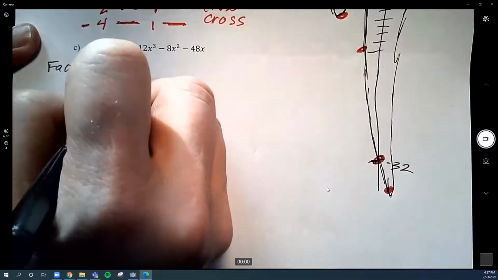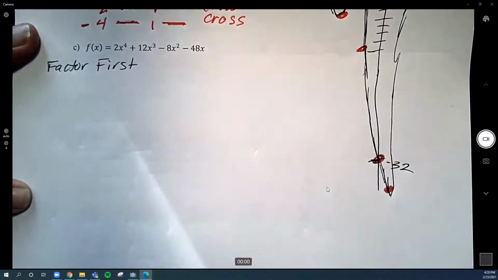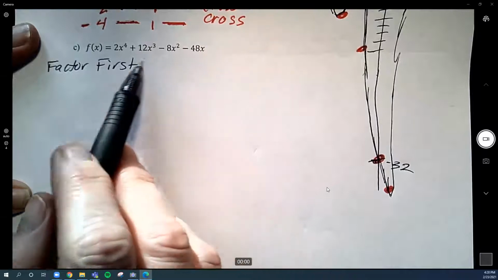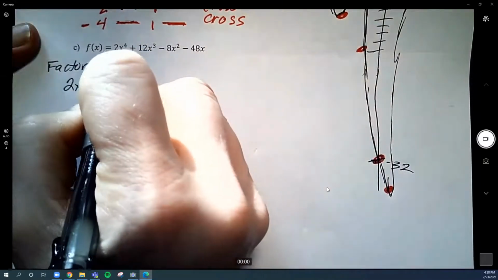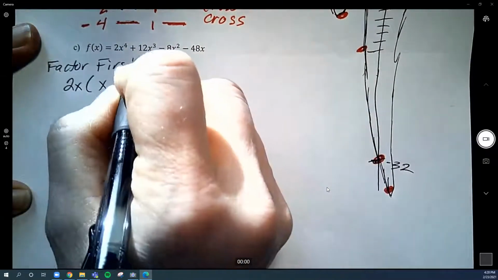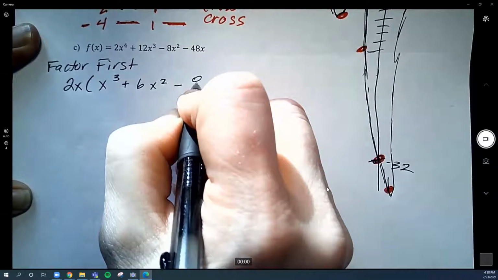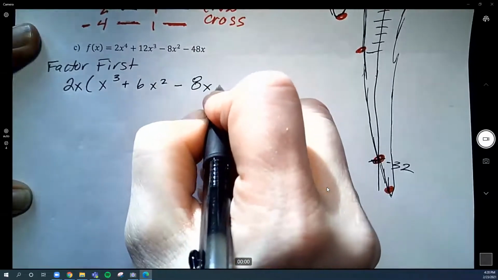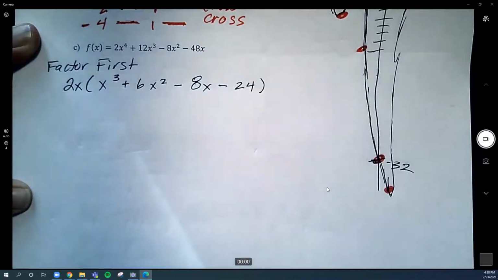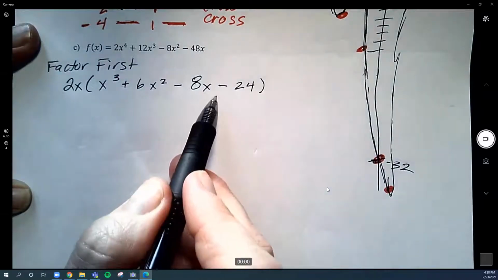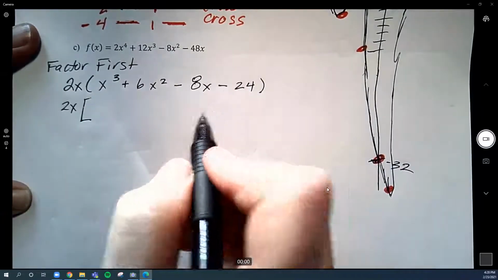Since this has 4 full terms, the first thing you always look for is to see whether it has a greatest common factor first. In this case, the greatest common factor is 2x. So I'm going to take a 2x out from all 4 terms, which leaves me with x to the third plus 6x squared minus 8x minus 24. Once I'm done there, and you still have 4 terms left over, the only way to group 4 terms is to group. So I'm going to try to group the terms inside.